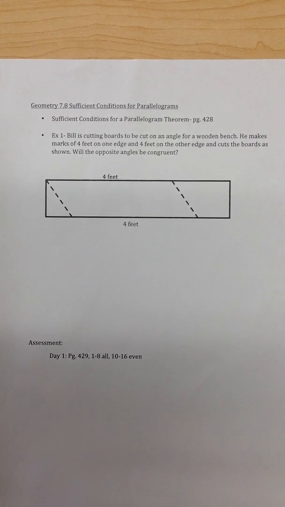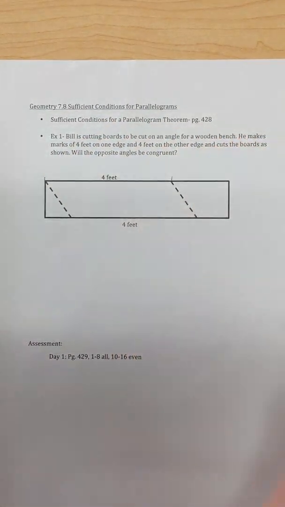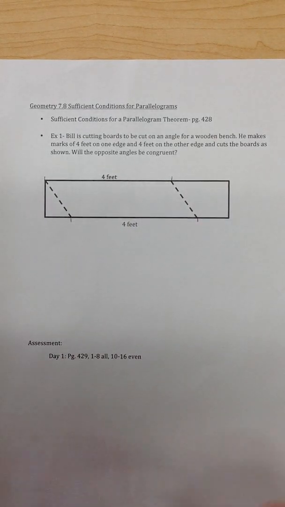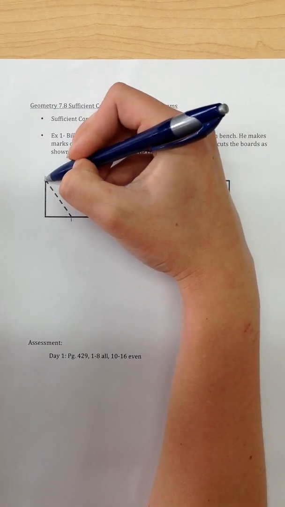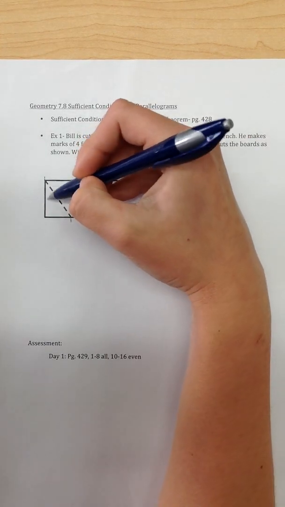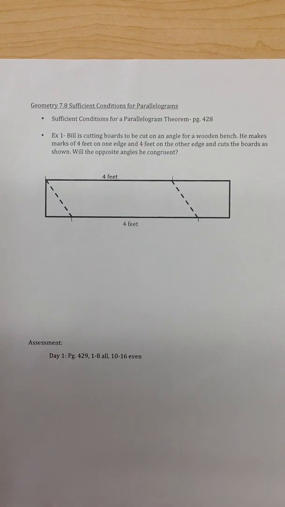Okay, so the only thing he did here is he took a board, measured from here to here 4 foot, here to here 4 foot. And then he took a straight edge of some kind, connected between those, and hacked off that part and hacked off that part. So basically, we want to figure out if this is enough information to figure out if this is going to be a parallelogram.